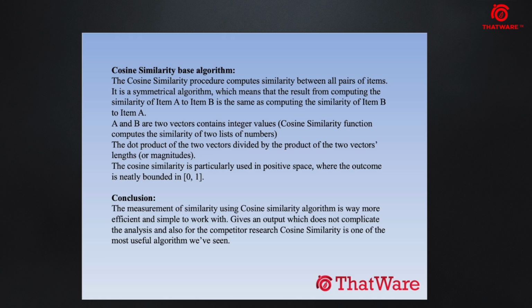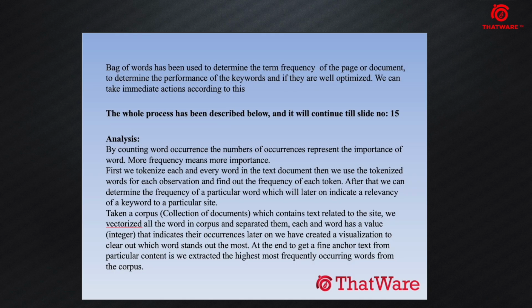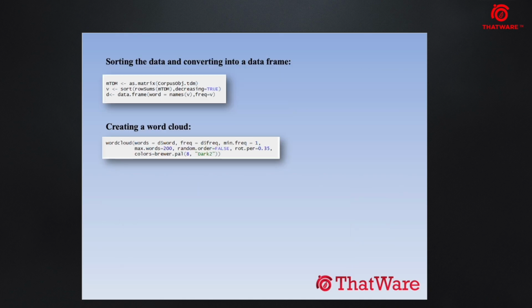Chapter number 2, we have the bag of words. Bag of words is a vector modeling approach that is used to show the most highly weighted keywords in a cloud format. So this can also be used to understand the highest weighted keywords that are used by the competitors. So as you can see, the entire document. Here are a lot of steps which we have done. If you are interested, you can reach out to us.